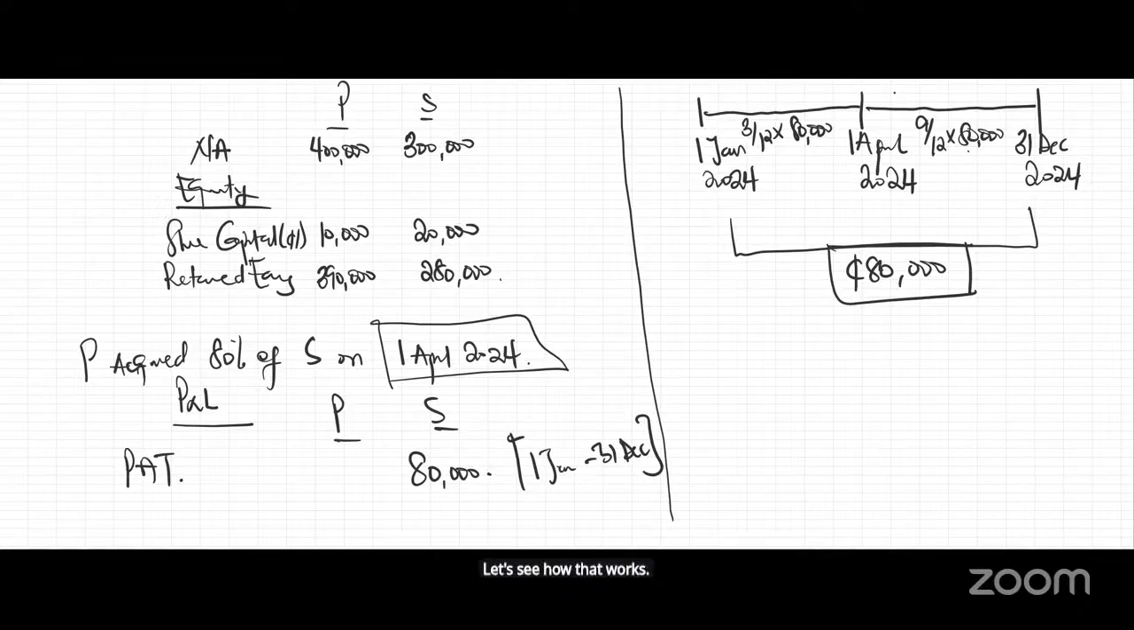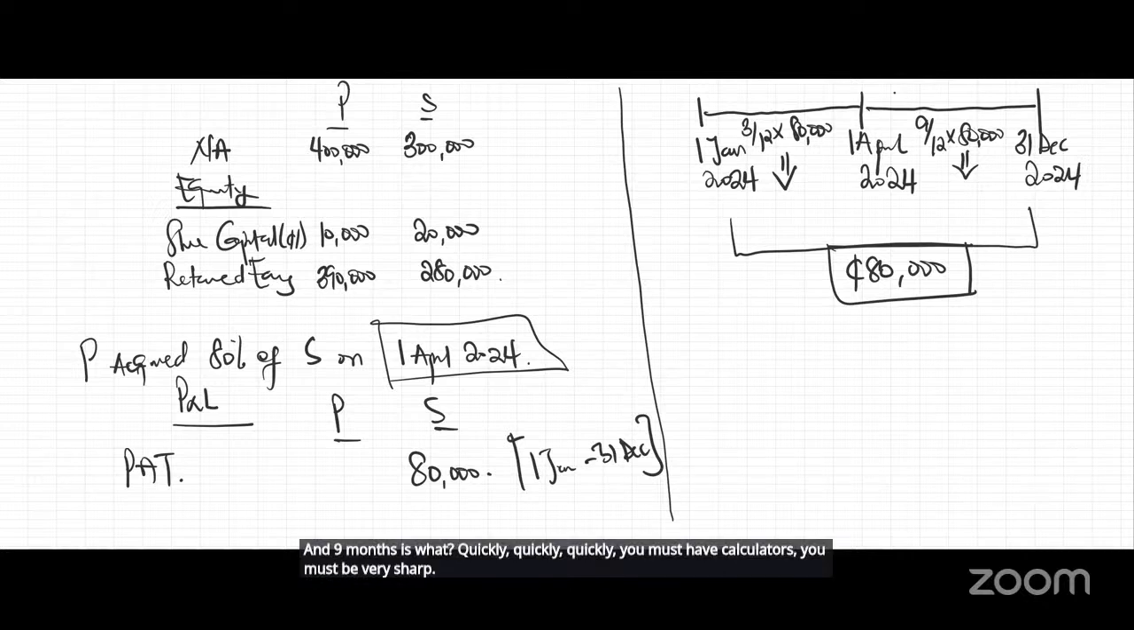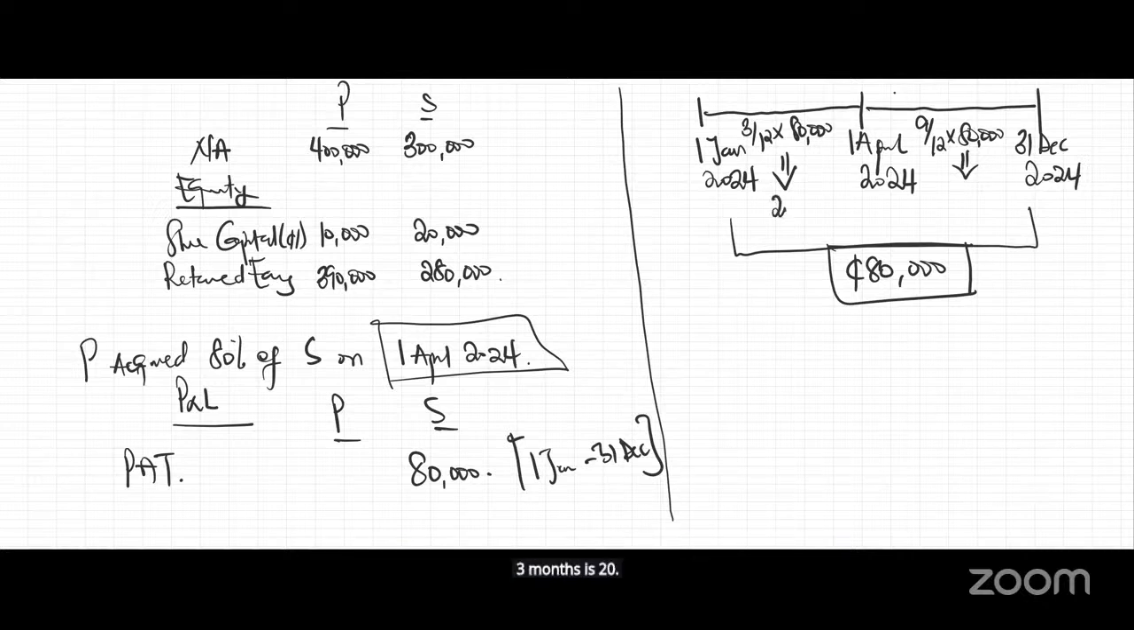So we are saying that out of this profits, if you split it, what do you have? 3 months of the 80,000 is actually what? And 9 months is what? Quickly. You must have calculators. You must be very sharp. 3 months is 20,000. Okay, so the 9 months is what? 60,000, right? Okay, good.